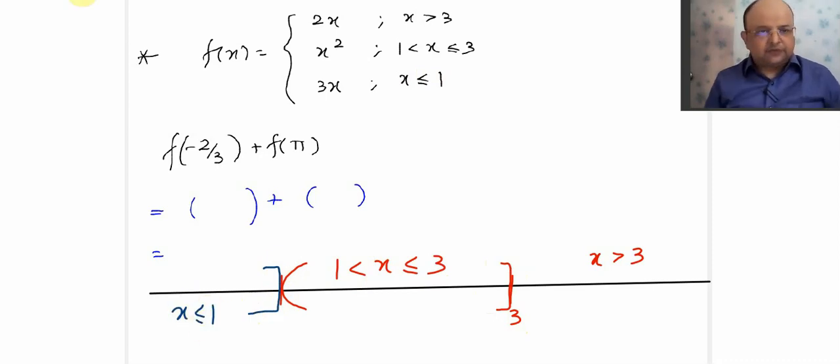Now they have asked you to find out f of negative 2 by 3 plus f of pi.